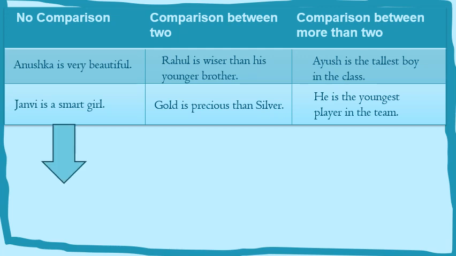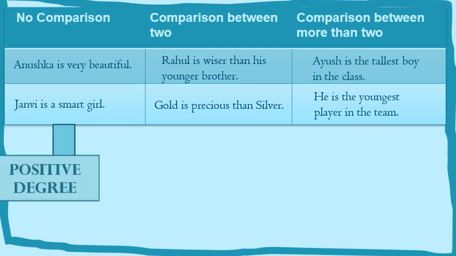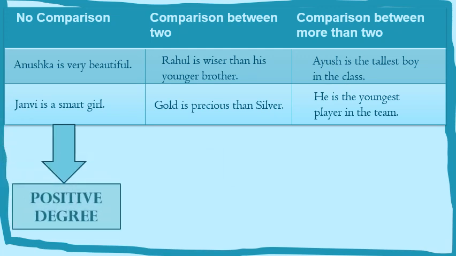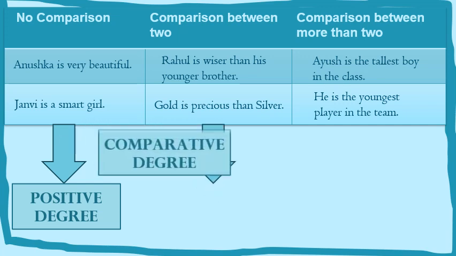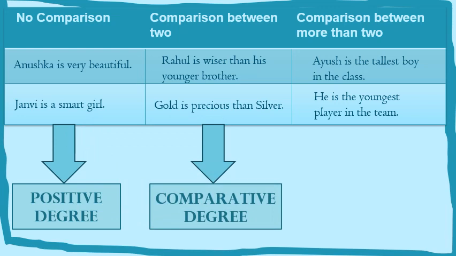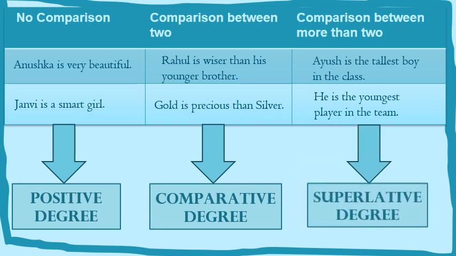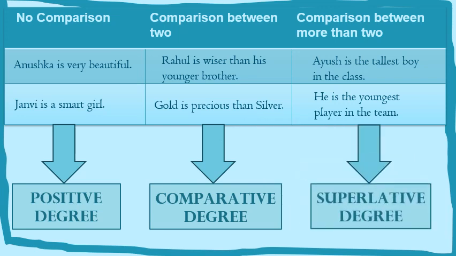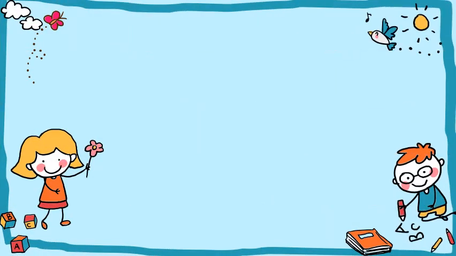In the sentences in which there is no comparison, we use the positive degree. If there is a comparison between two, then we use the comparative degree. And if there is a comparison between more than two, then we use the superlative degree. Now let's talk about these degrees in detail.